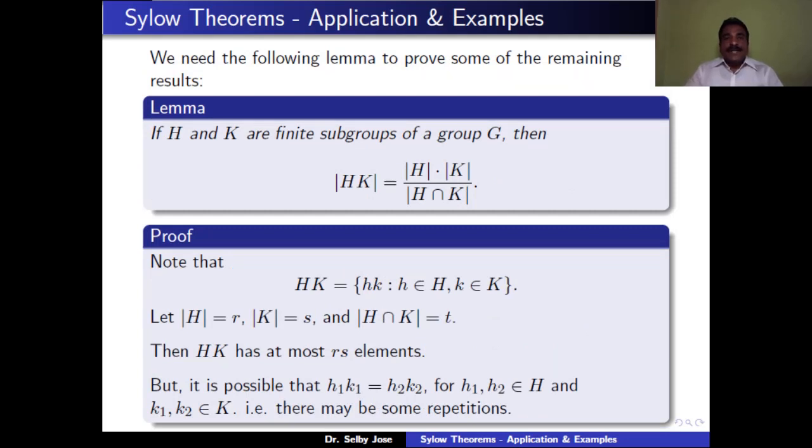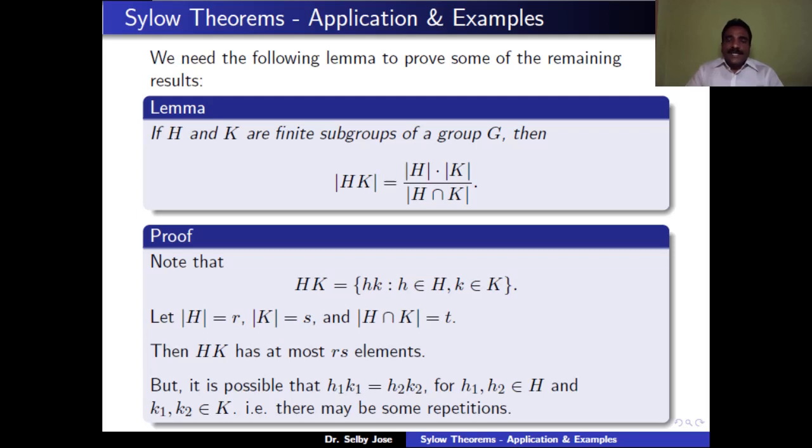For proving some of the remaining examples, we need the following lemma. The lemma states that if H and K are finite subgroups of a group G, then the number of elements in HK is the same as order of H into order of K divided by order of H intersection K. If H and K are subgroups of G, that does not mean that HK is a subgroup of G. So it says that even if HK is not a subgroup, we can find the number of elements in HK, which is the number of elements in H into the number of elements in K divided by the number of elements in H intersection K.